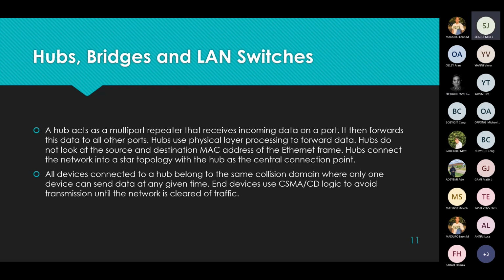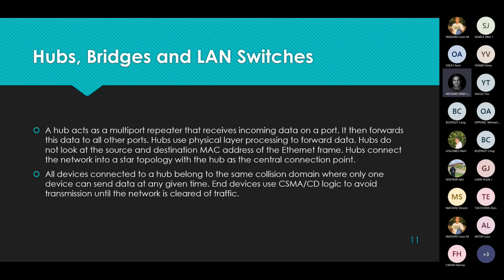A hub acts as a multi-port repeater that receives incoming data on a port. It then forwards this data to all other ports. Hubs use physical layer processing to forward data and do not look at the source and destination MAC address of the Ethernet frame. Hubs connect to the network in a star topology with the hub as the central connection point. All devices connected to a hub belong to the same collision domain, where only one device can send data at any given time. End devices use CSMA/CD logic, or collision detection, to avoid transmission until the network is cleared of traffic.